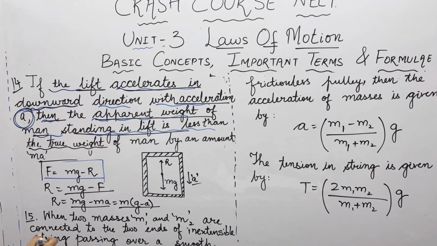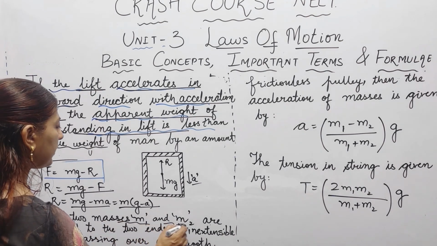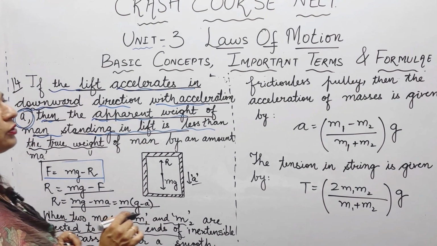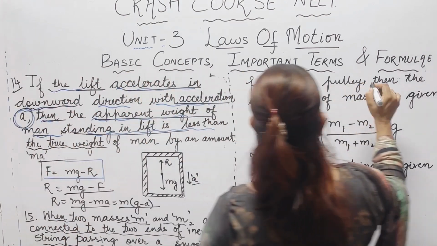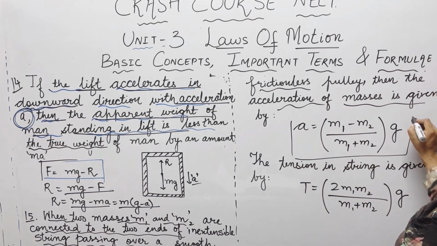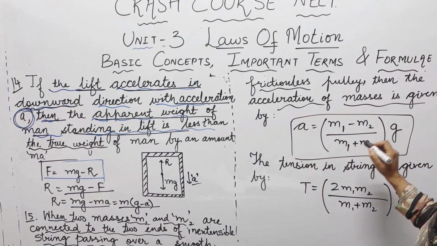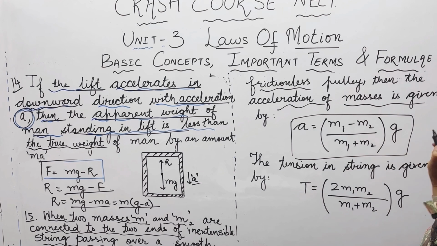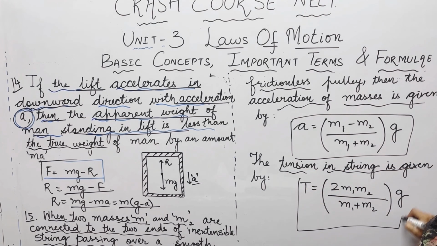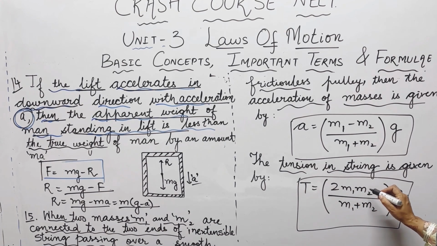The next is when two masses, say m1 and m2, are connected to the two ends of an inextensible string passing over a smooth frictionless pulley, then the acceleration of masses is given by (m1 minus m2) divided by (m1 plus m2) into g, and the tension in the string T is given by 2 m1 m2 divided by (m1 plus m2) into g.